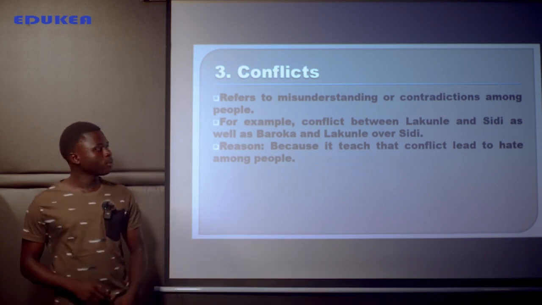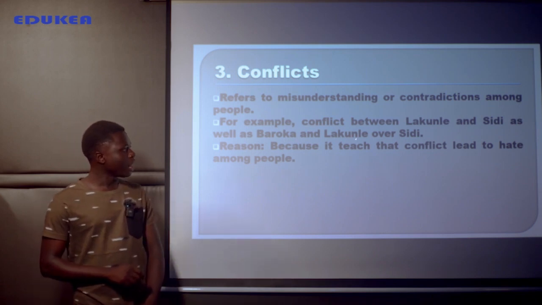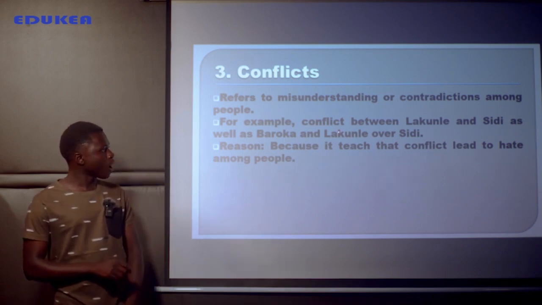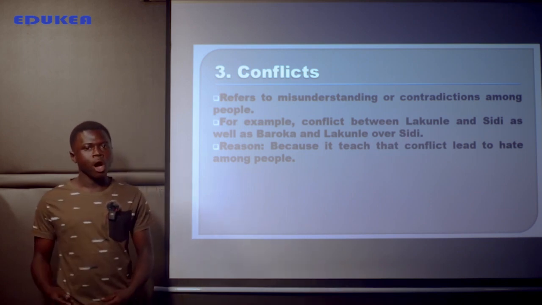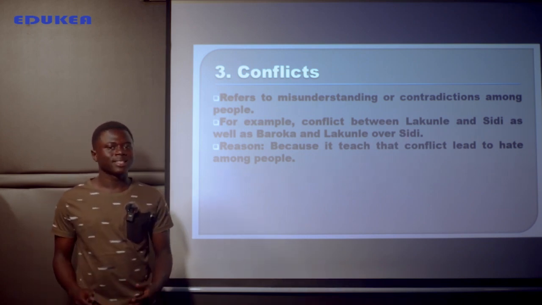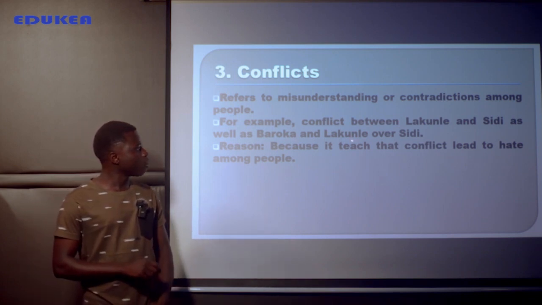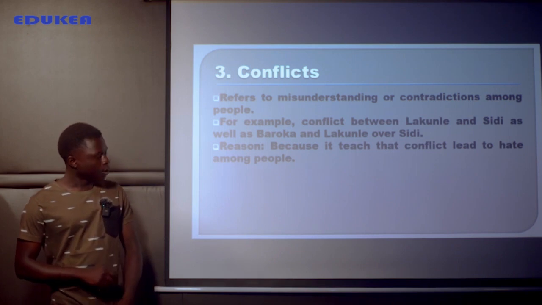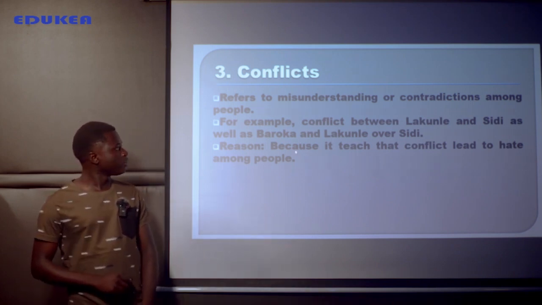Lakini pia mgogoro mwingine tunauona kati ya Baloka and Lakunle. Hawa wote walikuwa wana mgogoro kwa ajili ya kumuoa nani? Sidi. Kila mmoja wao alikuwa anamhitaji kumuoa Sidi, lakini mwisho wa siku tunaona Baloka ndo akafanikiwa kumuoa Sidi. So conflict is another theme that has been explained through this play.